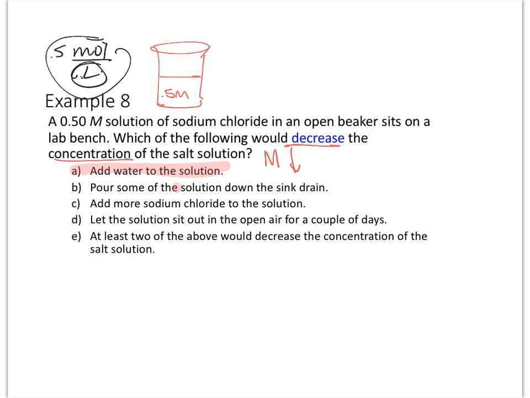If I poured some solution down the drain, that's not going to change the concentration, because assuming this is a homogeneous mixture, if I start pouring some of it out, my volume of solution will change, but the number of moles that went down the drain would be consistent. Add more sodium chloride, well, that would increase the concentration. Let the solution sit out in the open air for a couple days. Well, what would happen if I let this sit out in the open air? The water would slowly start to evaporate, so this volume would drop. If the volume gets lower, the concentration would go higher. And then, choice E would be wrong then.